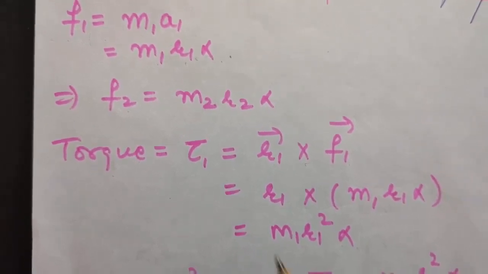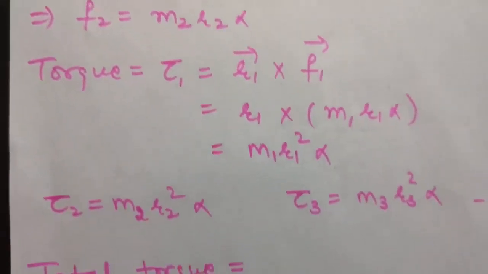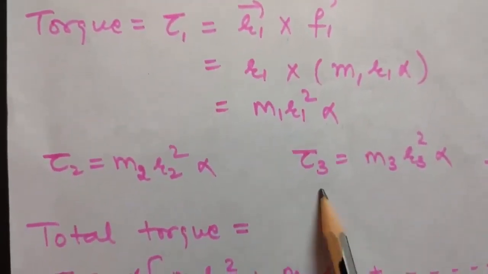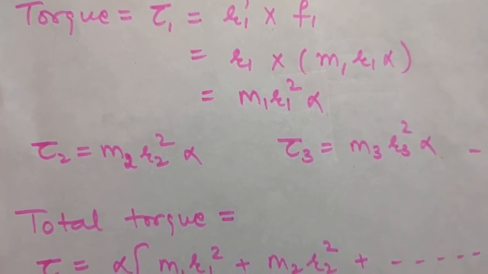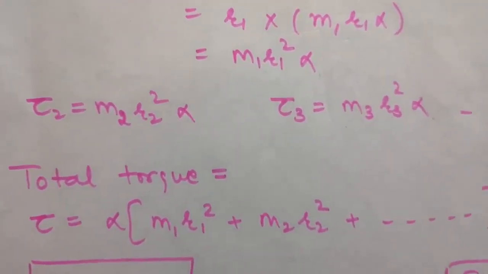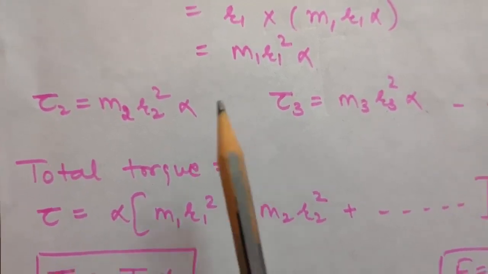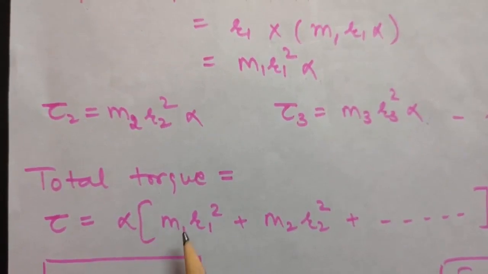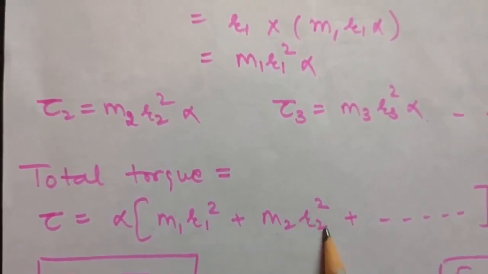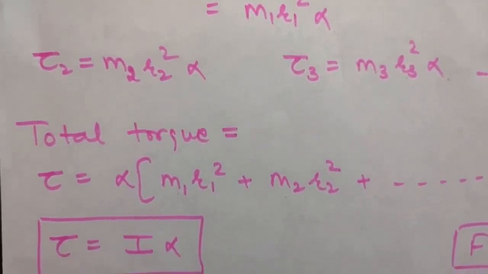Similarly, torque 2 will come to be m2 r2 square alpha. And similarly torque 3 will come to be m3 r3 square alpha and so on. So now again total torque will be torque 1 plus torque 2 plus torque 3 and so on. See, alpha is same, so alpha will come outside and you will again be left with m1 r1 square plus m2 r2 square plus so on up to n particles.